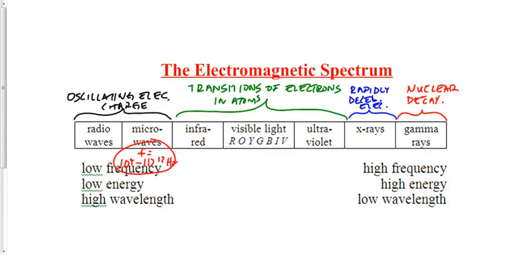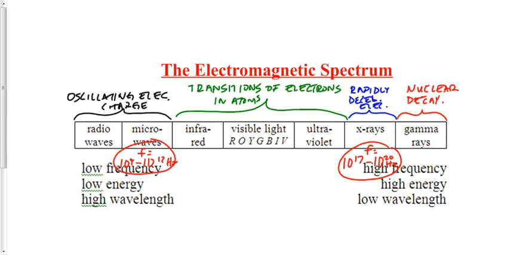X-rays, we'll go with X-rays next. 10 to the 17 to 10 to the 20. You guys might not remember these right now, and that's okay, but you've got to remember them. I'm not asking you to remember all 21 different ranges. I'm asking you to memorize 3. I think we can handle that. 10 to the 17 to 10 to the 20 hertz.